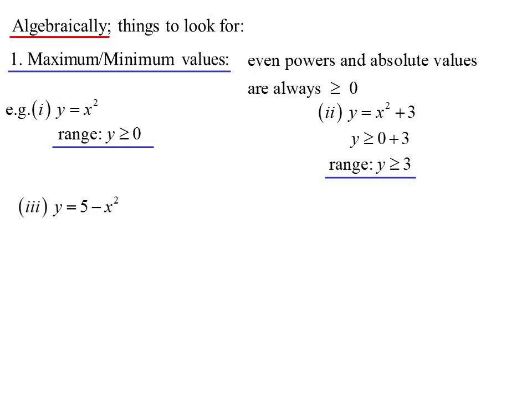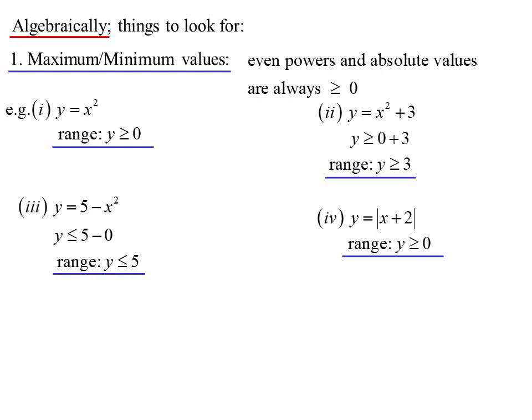5 minus x squared, this time we've turned the x squared upside down. So even though I'm looking at the algebra in my head, I'm still thinking visually. Because I do know x squared is a parabola, but I'm turning that upside down. So I must have a maximum point rather than a minimum point. So y is less than or equal to 5 minus 0, y is less than or equal to 5. Absolute value, same sort of idea. Well, that one, absolute value's got to be greater than or equal to 0. Again, here's the absolute value, but I've now got minus 5 as well. So y has to be greater than or equal to minus 5.